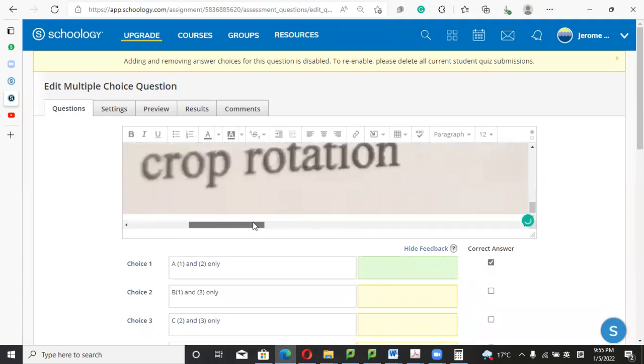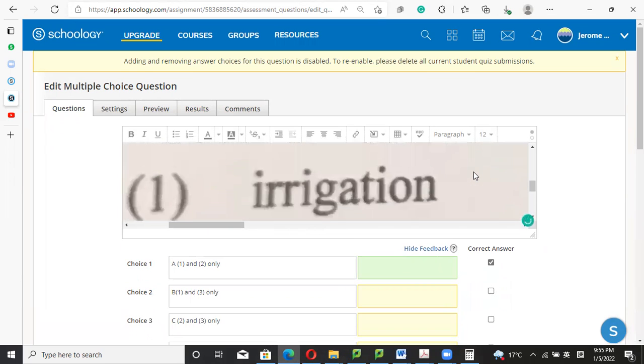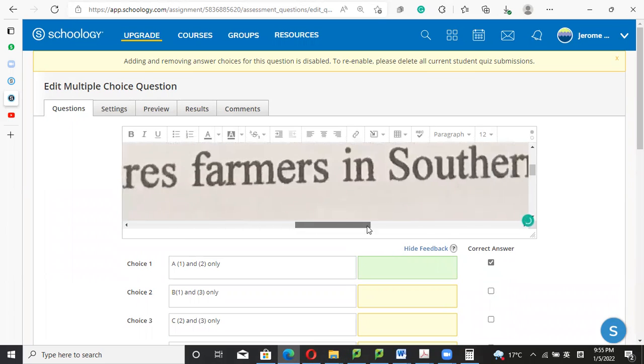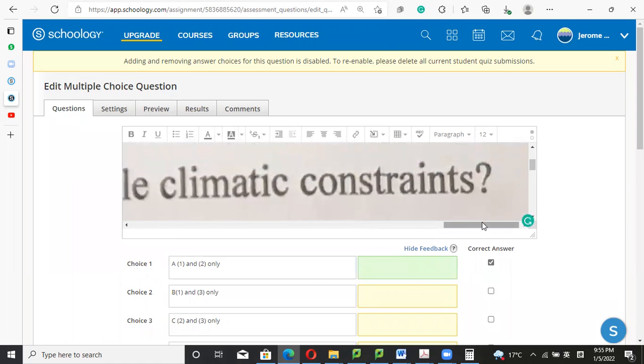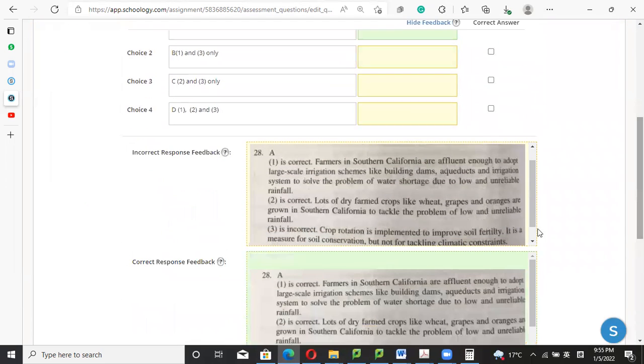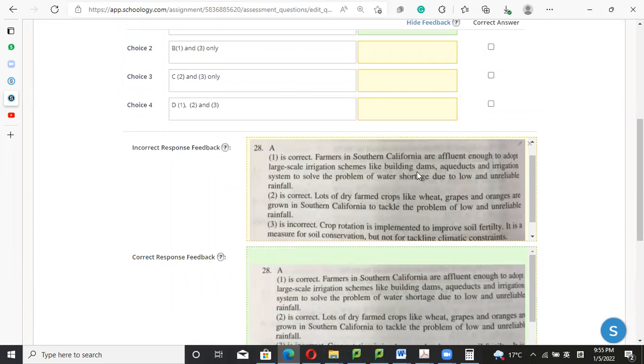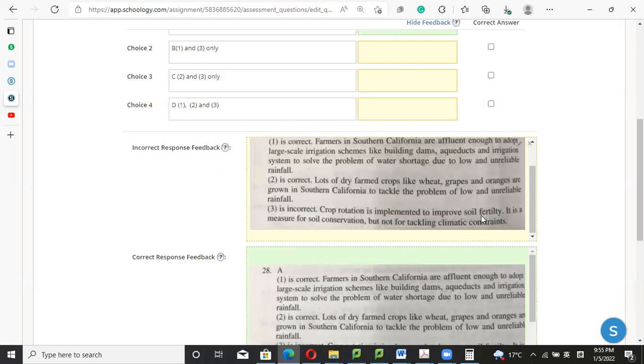Okay, but for number 3, not, because it's specified for the climatic constraint. So crop rotation is not really going to deal with the climatic constraint. Instead, it's just dealing with the constraint in the soil. So for the climate constraint, I think it should be irrigation and also dry farming. Okay, dry farming is going to be tackled. And you can see crop rotation is just going to deal with soil fertility, so it's not the case.